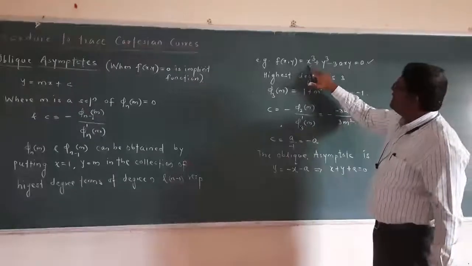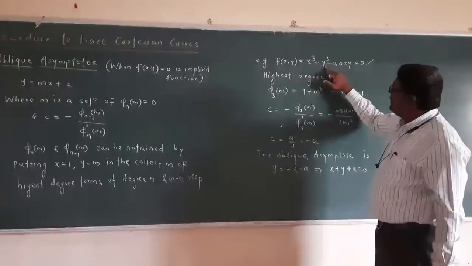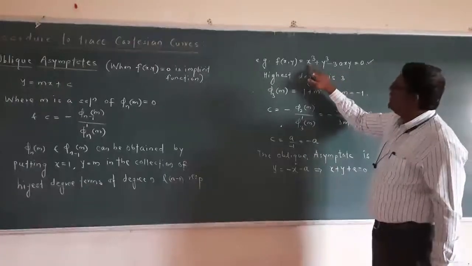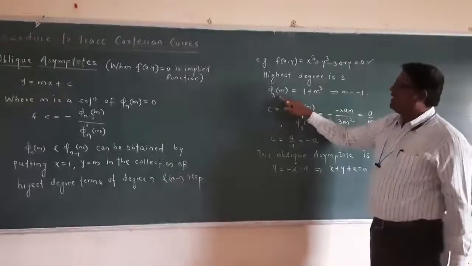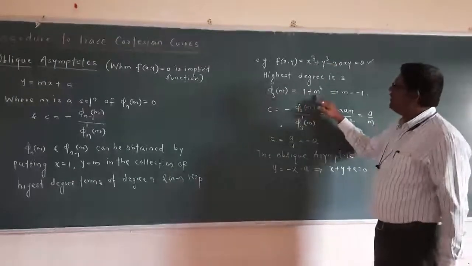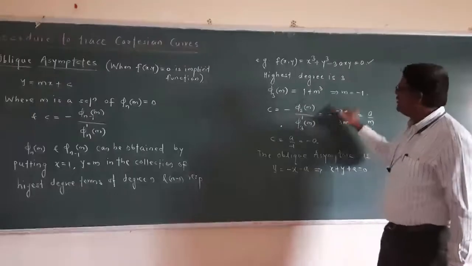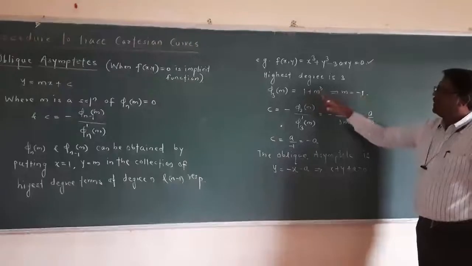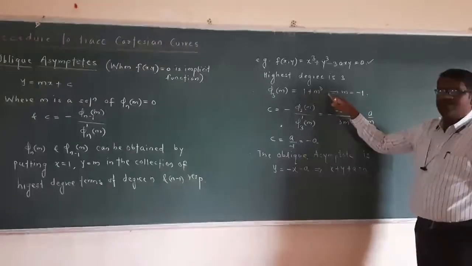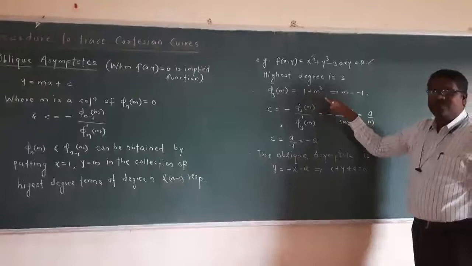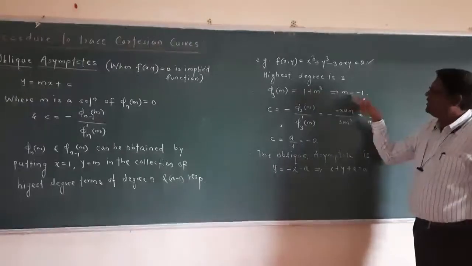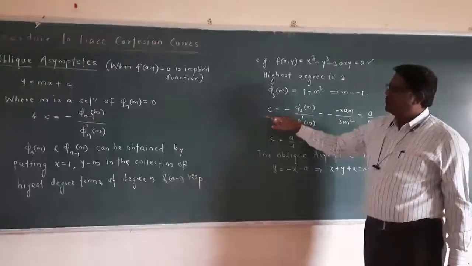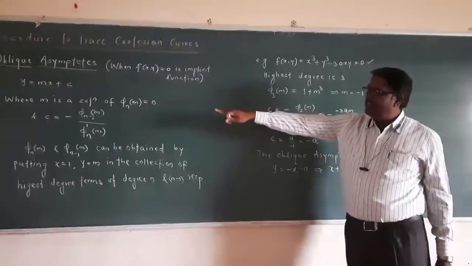If I substitute x is 1, y is m, there are two terms having degree 3. So we get 1 plus m cube. So phi 3 of m is equal to 1 plus m cube and its solution is m is equal to minus 1. How do we get m is equal to minus 1? 1 plus m cube is equal to 0. This implies m cube is minus 1, which implies m is minus 1.